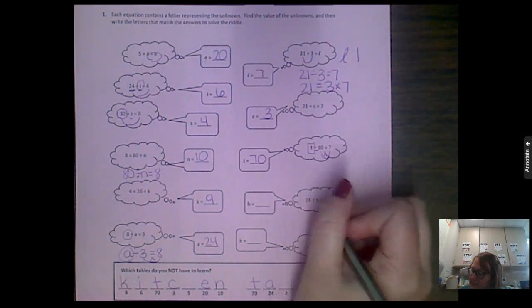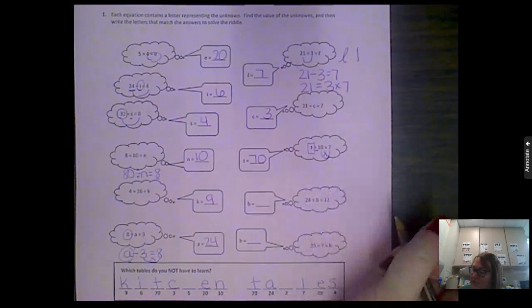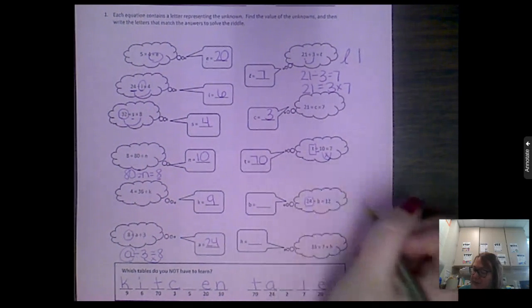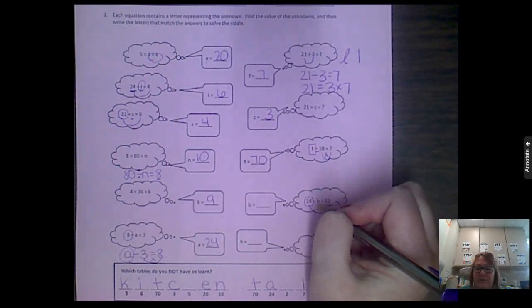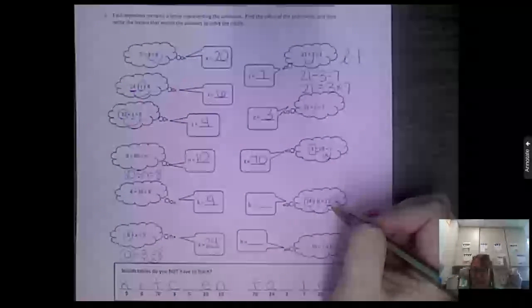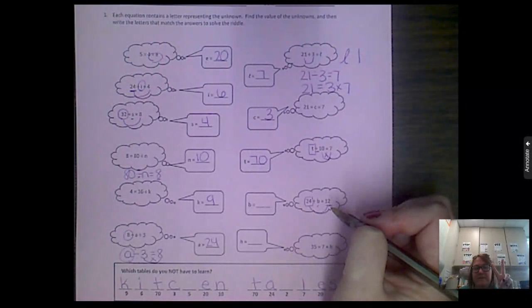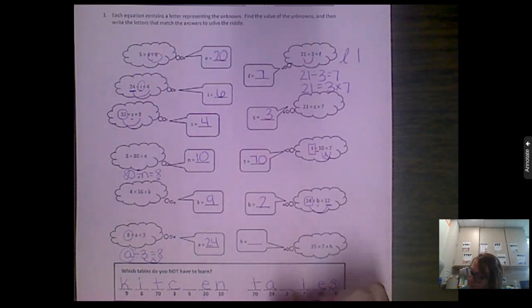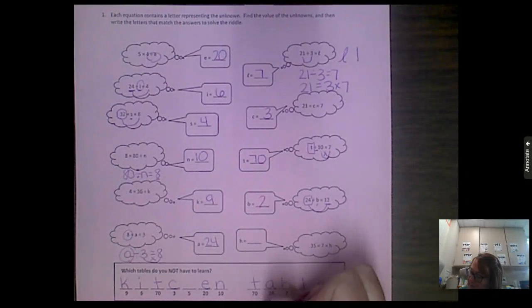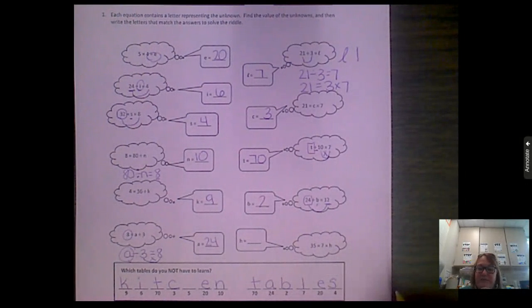Okay, let's see. B, we're solving for B. 24 divided by B equals 12. So 24 is my total. So I'm going to count by 12s until I get to 24, and that will give me my answer for B. Okay, so let's see, 12. What's 12 plus 12? 24. So what does B equal? 2. So there's my 2 right there. So I'm going to put a B. Oh, we found our last word. What's our last word? Tables. So what tables do you not have to learn? Some kind of tables. What is this word?